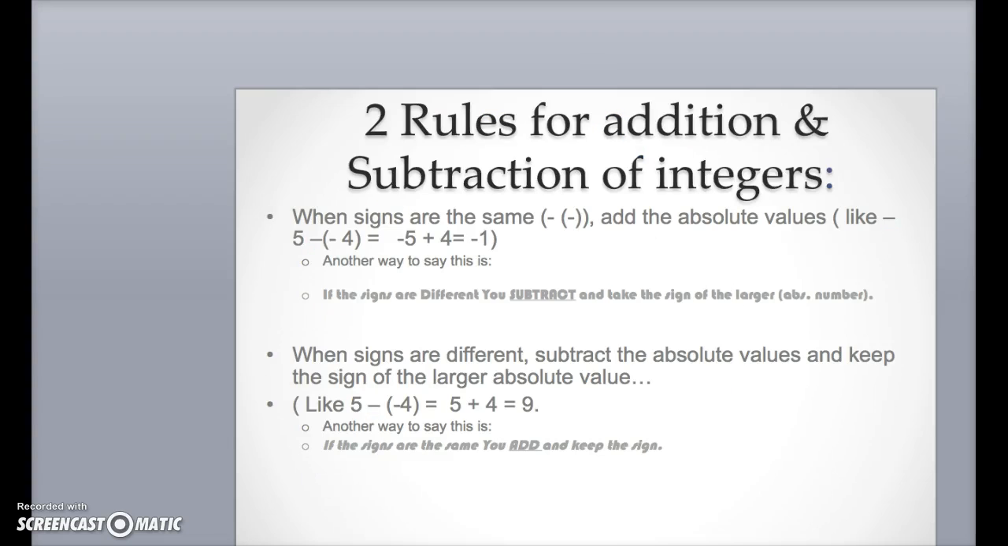These are the rules that we did for addition and subtraction. Again, we didn't cover a lot of this last class, but the class before. Keep in mind that when we're adding and subtracting integers, it's a different set of rules than multiplication and division. For example, minus 5 plus 4 is equal to minus 1. If the signs are different, we subtract and take the sign of the larger number. If the signs are the same, we add and keep the sign. Those are the two basic rules for addition and subtraction.